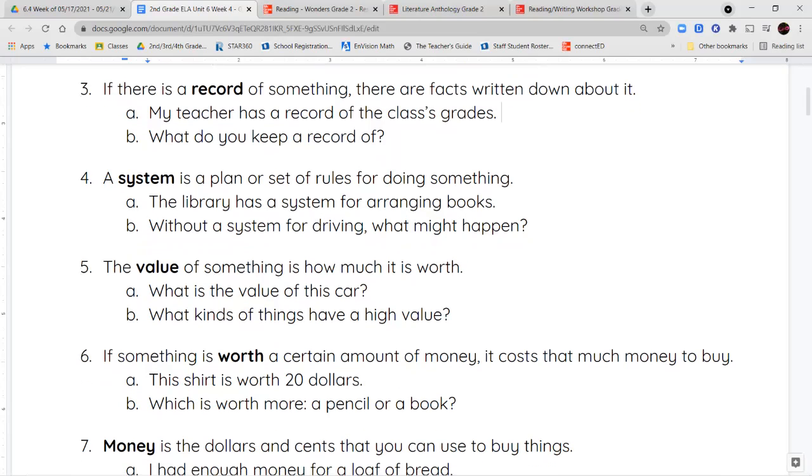Now, if we're talking about worth, if something is worth a certain amount of money, for example, it costs that much money to buy. So a car might be worth $20,000, or a new toy, a new bicycle may cost, or the worth of that bicycle may be $50.